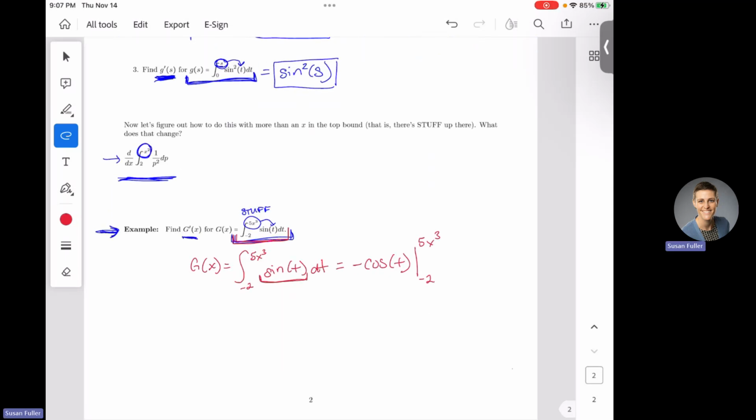And now I can plug those in, and I get negative cosine of 5x to the third minus a negative cosine of -2.